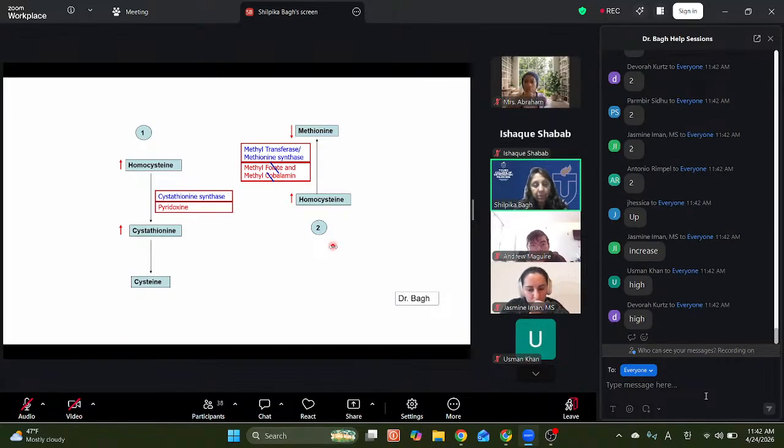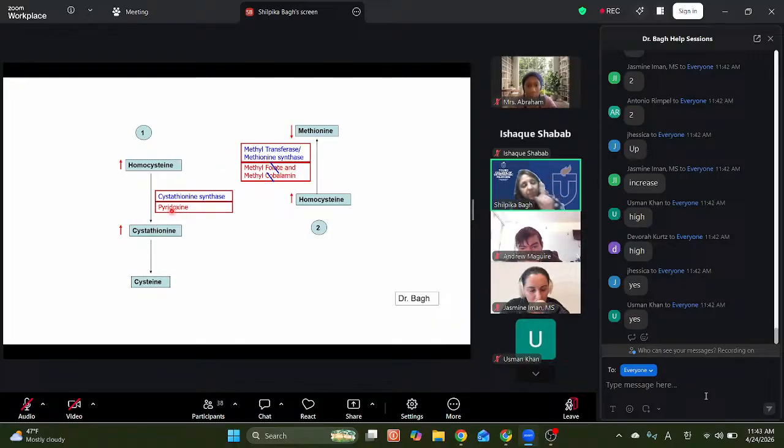High, absolutely wonderful. What about B6 deficiency? Will the homocysteine levels be high? Yes. So in folic acid and B12 deficiency, homocysteine is high. Pyridoxine deficiency, homocysteine is high. So that's not differentiating. So tell me what levels are differentiating folate and B12 from B6?